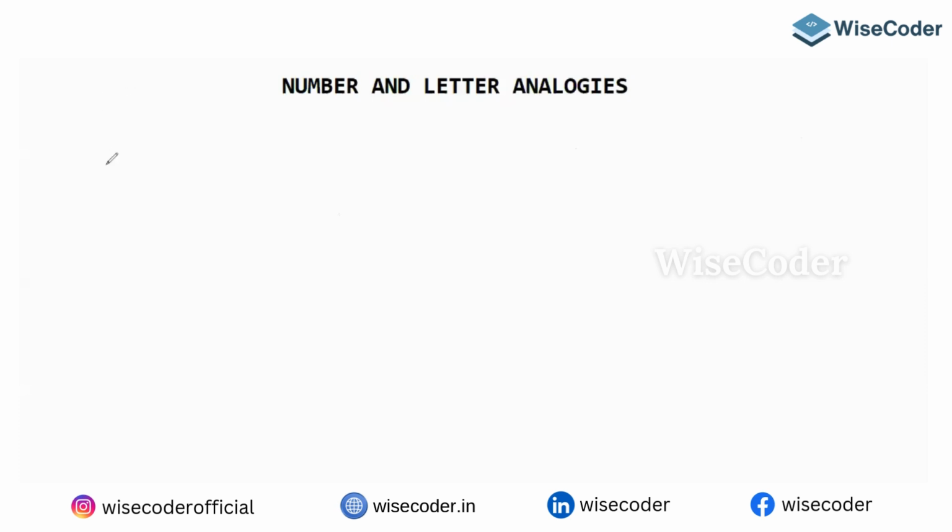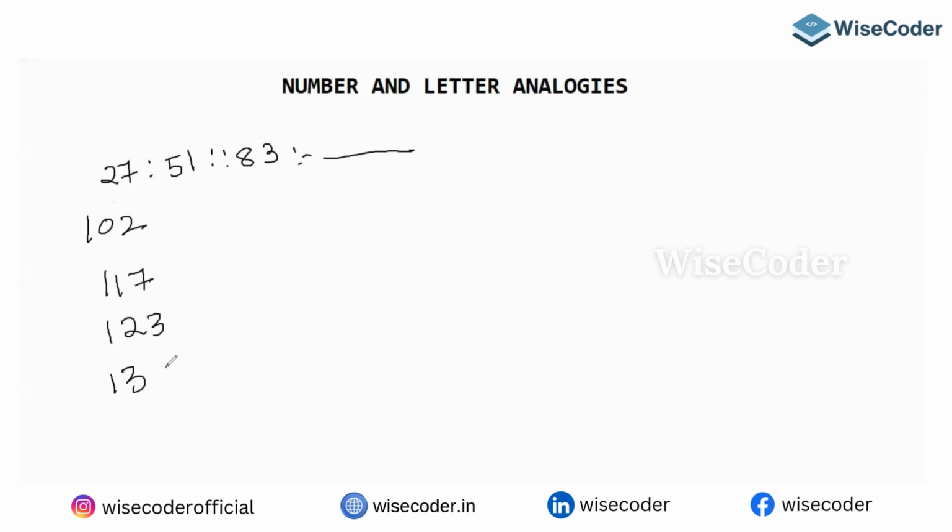Find the missing number: 27, 51, 83, and a dash. So what's the answer? Your options are 102, 117, 123, 138, 171. Let's look closely here.